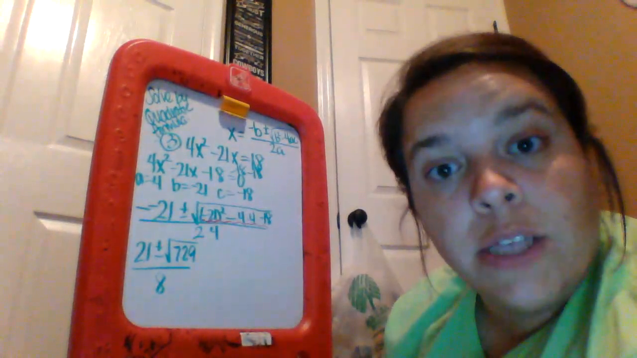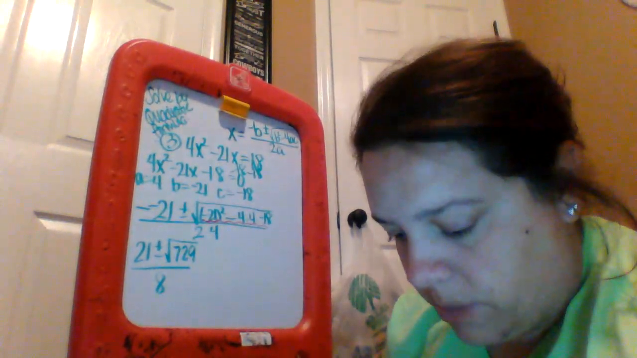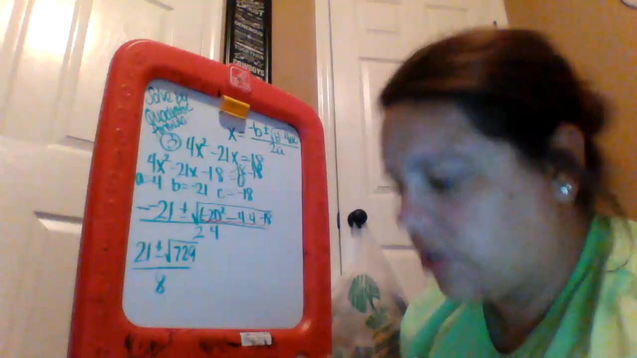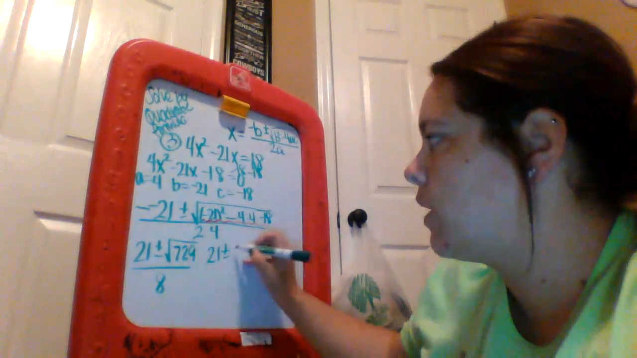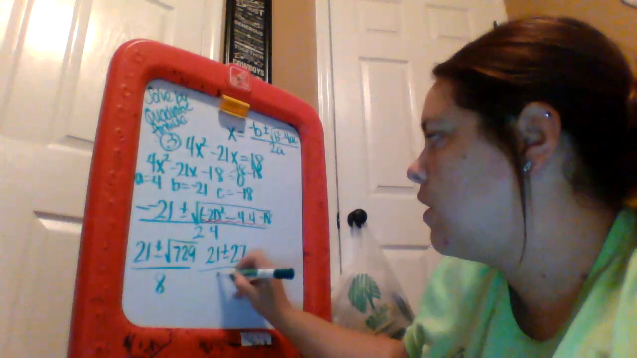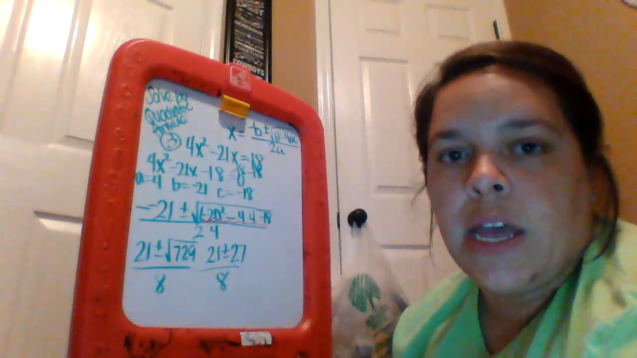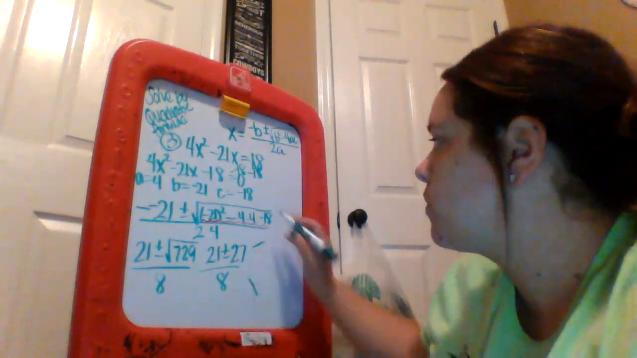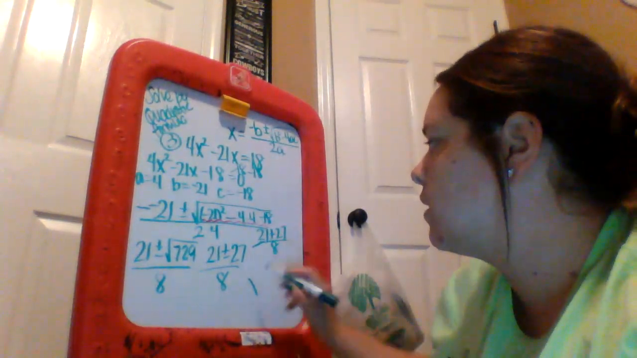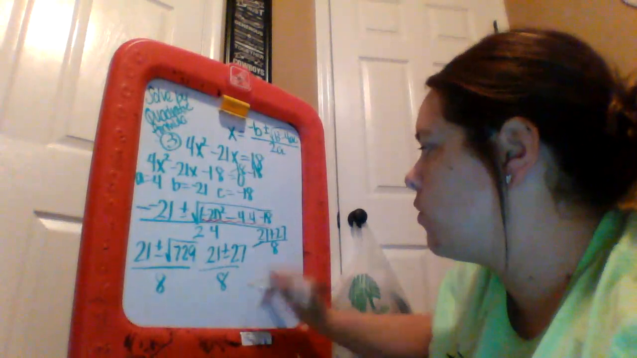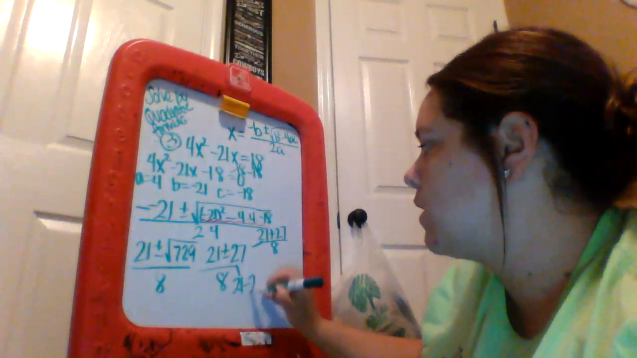All right, square root 729. So the square root button, 729, enter. So I got 21 plus or minus, the square root of 729 was 27 over 8. And then I take it 2 ways. 21 plus 27 divided by 8, and 21 minus 27 divided by 8.